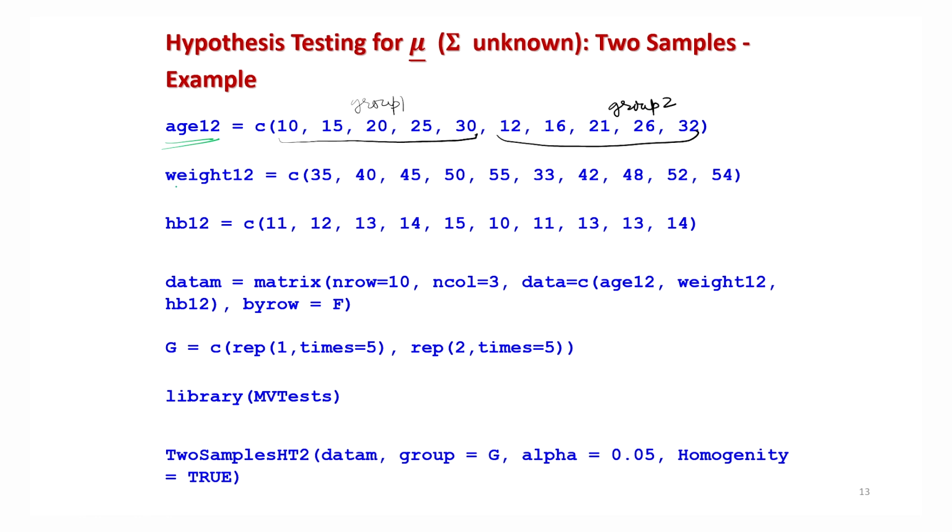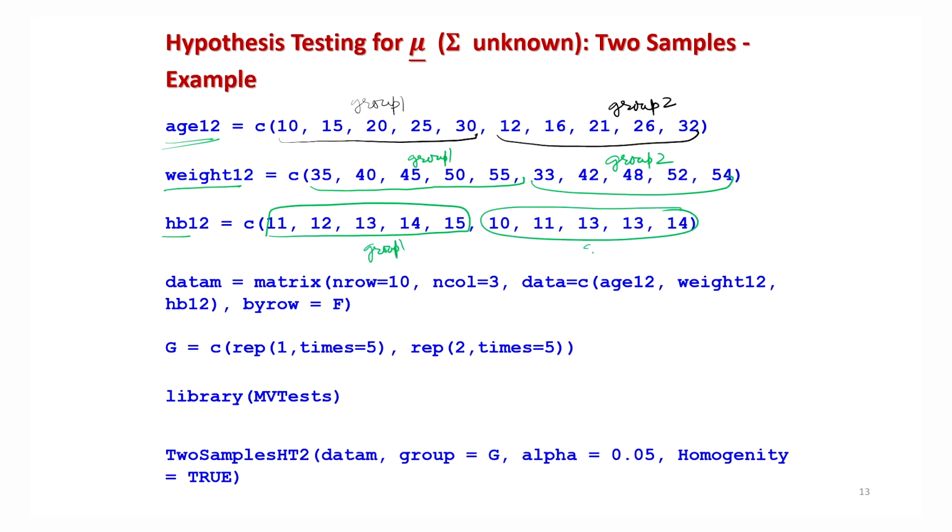The same thing I have done for the data on weight and hemoglobin level: the first 5 values are from group 1, and the remaining 5 values are from group 2. The hemoglobin level also has the similar structure, these 5 values are from group 1 and these 5 values are from group 2. Now I create a matrix of this data set with nrow equal to 10 and ncol equal to 3, the data given by age12, weight12, and HB12, and byrow equal to FALSE.